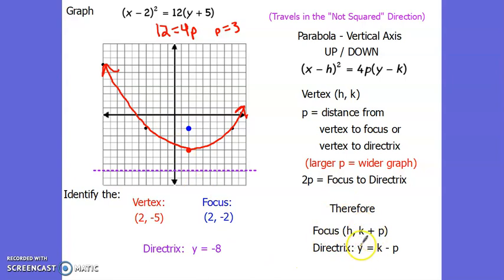Again, you can use your formulas down here if you want to. I always like to reason my way through. If I know I'm traveling up and down, I know I'm changing the y coordinate to get from vertex to focus to directrix. But the focus will always be k plus p. If p were negative, that would obviously take us downwards. The directrix will always be k minus p. So wherever we are, since we're traveling up and down for a vertical axis, we're changing the y coordinates. Y equals, we're going to have a horizontal directrix moving up and down according to what that k value would have been.